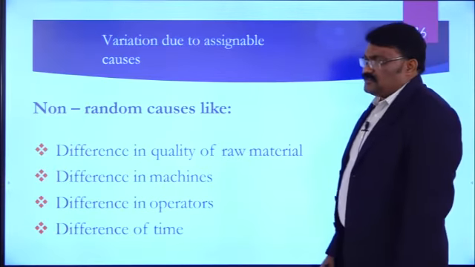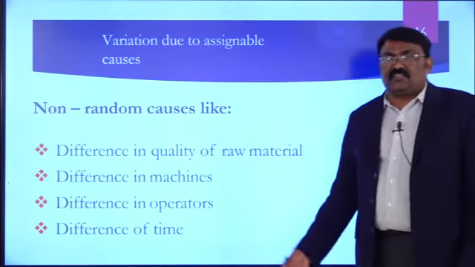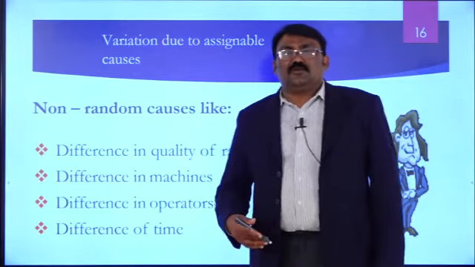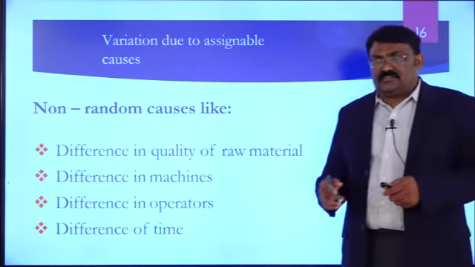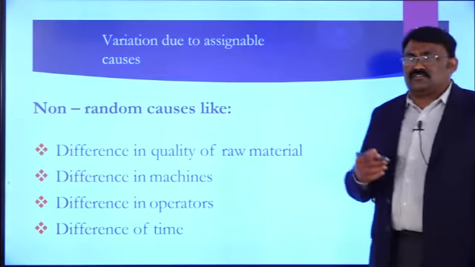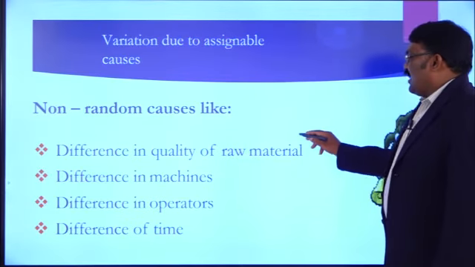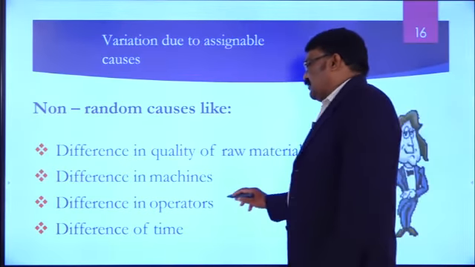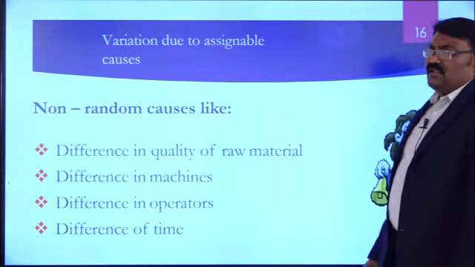So, under the chance cause, there is nothing connected to these factors, and there is no possibility of avoiding the chance causes. But assignable causes can be eliminated by having a good system of monitoring the process, by having a check on raw material, on machineries, on the operators, and having time consciousness of what to be done.